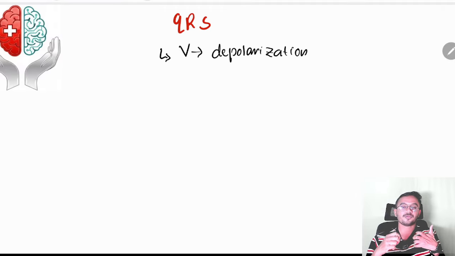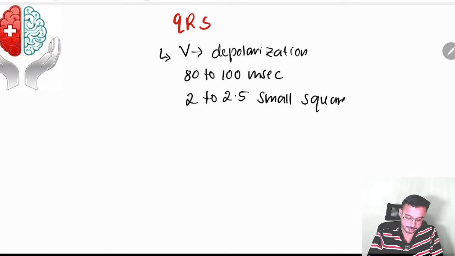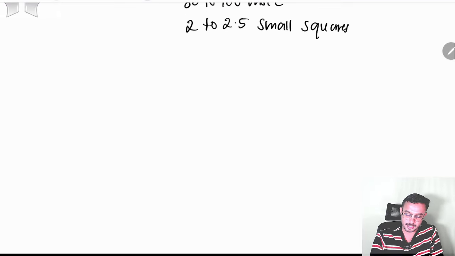So now after knowing the function, in how many squares will it fit? The duration of QRS is 80 to 100 milliseconds. Okay, 80 is nothing but 2, 100 is nothing but 2.5 small squares.